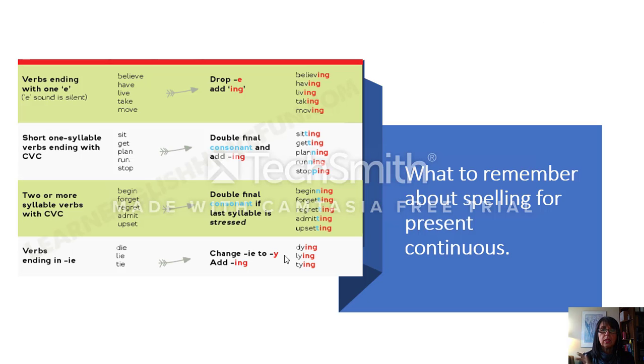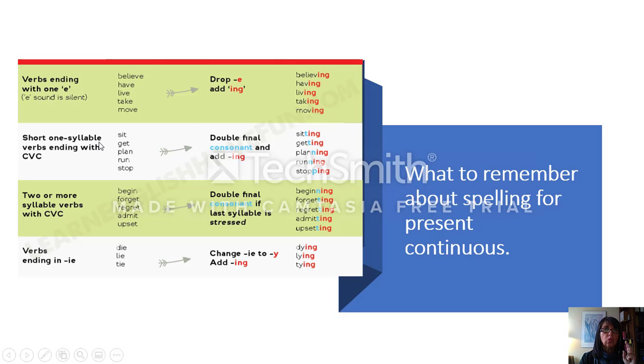So let's see what's the spelling for the continuous tense. Here, it's very important to remember the consonant vowel consonant rule, which is not only for the ing. Remember, you can also use the same rule for the past tense. So verbs ending with one e, with a silent sound, like believe, have, live, take, move. The e doesn't have sound. You're going to drop the e and change it for ing, and you will have the verbs as they look here.